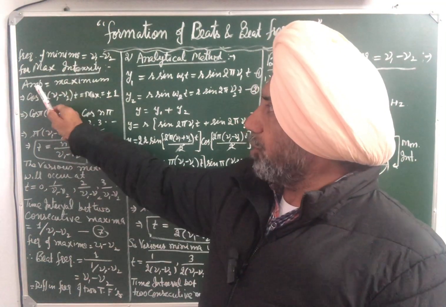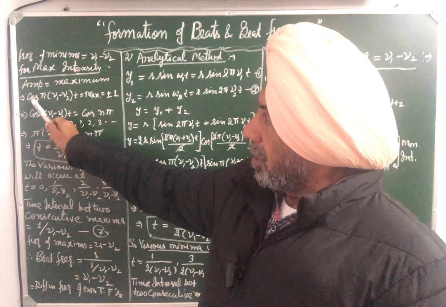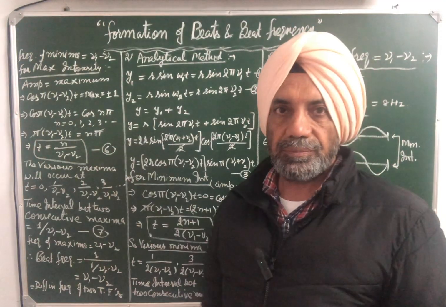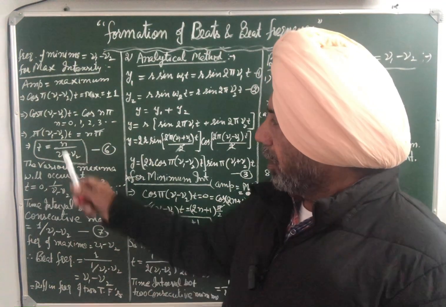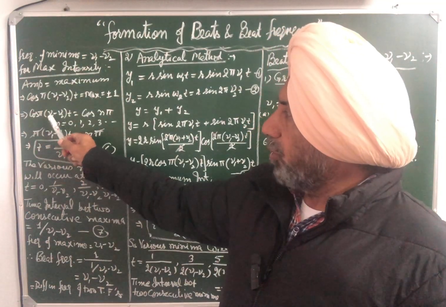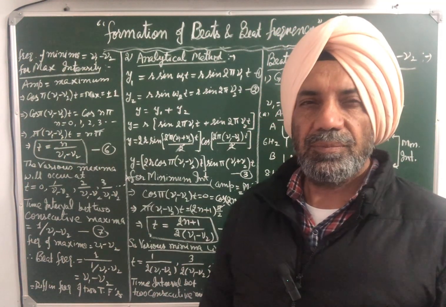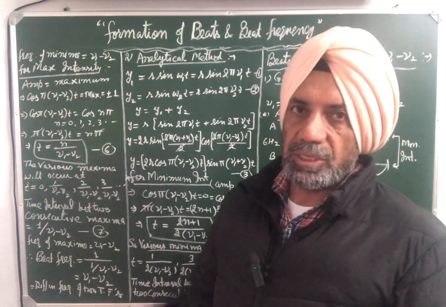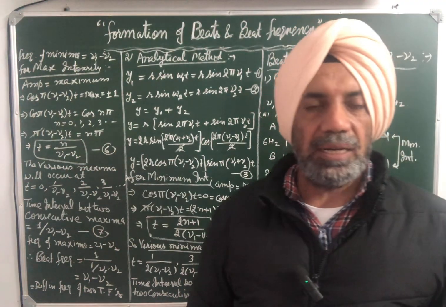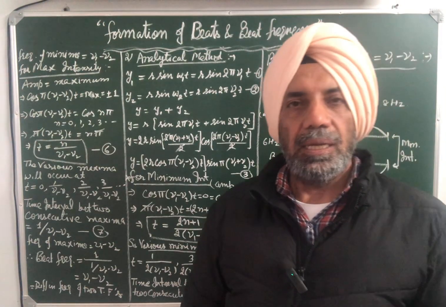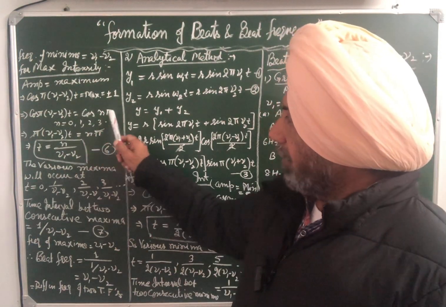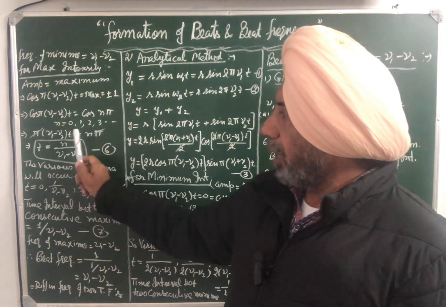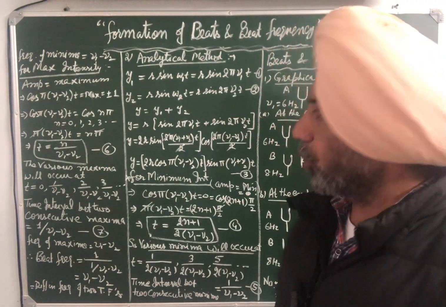Now for maximum intensity, the amplitude should be maximum. It means cos π(ν1 − ν2)t must have the value plus or minus 1, because the square of the amplitude is also positive. So cos π(ν1 − ν2)t is equal to cos nπ, where n is equal to 0, 1, 2, 3 and so on. When n is equal to 0, cos 0 is 1; n equal to 1, cos π is minus 1; n equal to 2, cos 2π is plus 1; and so on, plus 1, minus 1, plus 1. So π cancels, and (ν1 − ν2)t is equal to nπ, π cancels, t is equal to n/(ν1 − ν2).